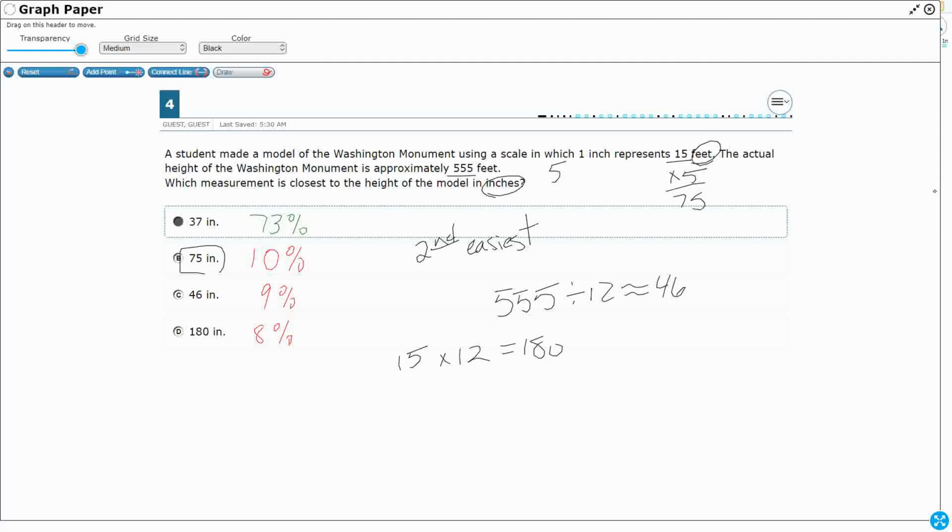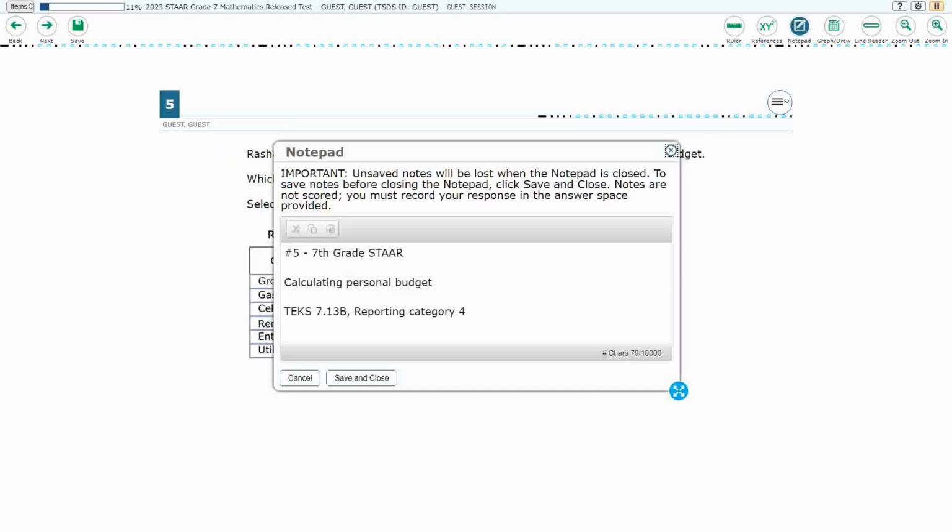So you see here, if we get some of these incorrectly, what we're not doing is setting up the proportion correctly. So this is an opportunity for those few students that missed it to really understand how we recognize the proportion, how we set it up, and then how we use cross multiplication to solve it. So for number 5, we are calculating personal budget.